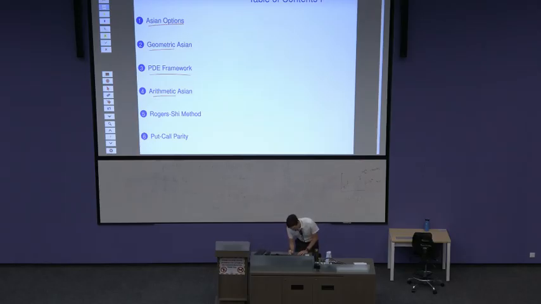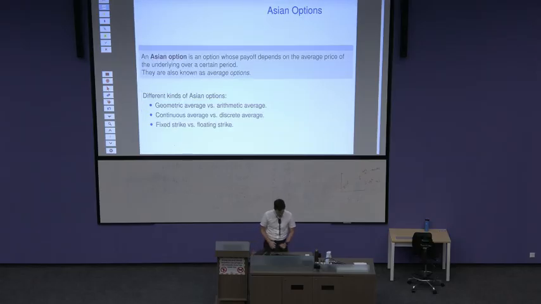This is called the Rogers-Shi method, in order to simplify the PDE. The PDE has a higher dimension than what you have seen so far, because we have path dependence. So we need to augment the state space in order to account for path dependence. The Rogers-Shi method is exactly about simplifying the state space, reducing the dimension of the PDE again to get easier, more tractable solutions. And at the end, as usual, as in the case of barrier options, some parity relation. Good. So Asian options.